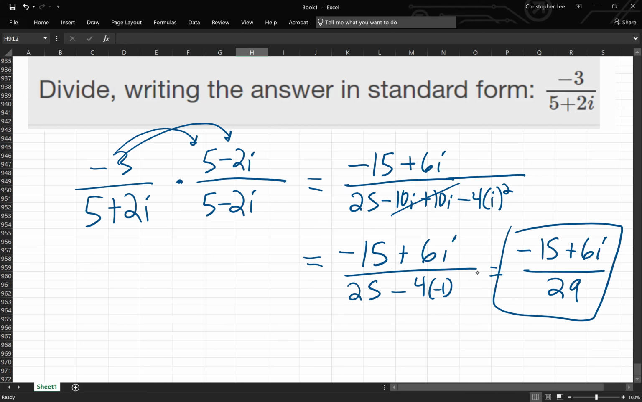Questions on this? Anybody? Yeah, go ahead. Where did you get the two other 5 minus 2i's? So you want to multiply this by the conjugate. The conjugate is the opposite. So instead of 5 plus 2i, it becomes 5 minus 2i. And then what you do to the bottom, you've got to do to the top. And then distribute, combine like terms, all that good stuff.